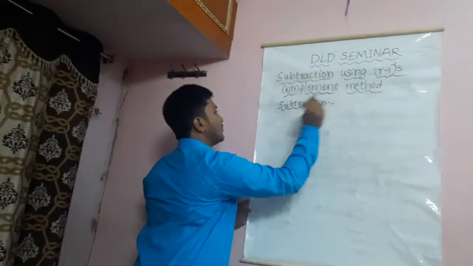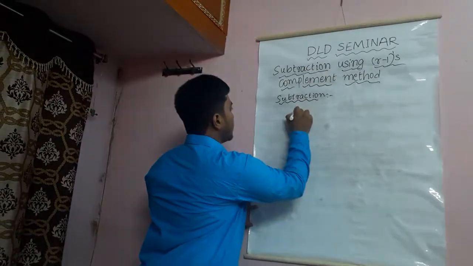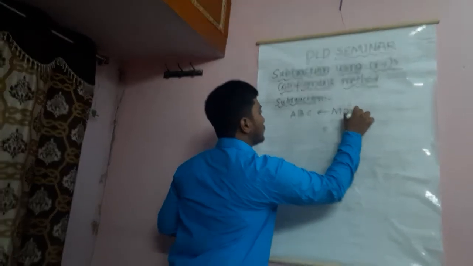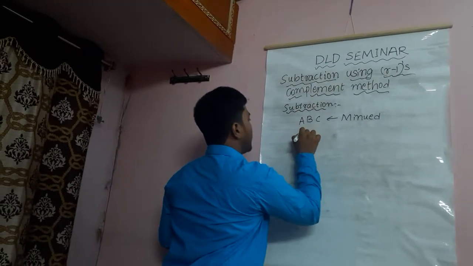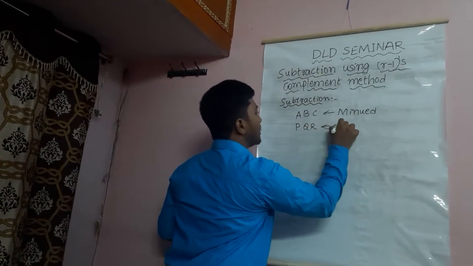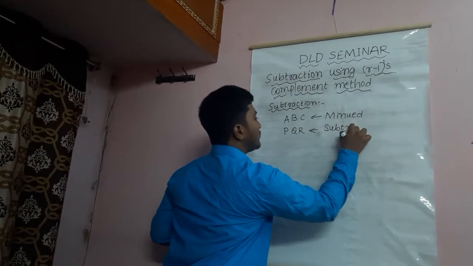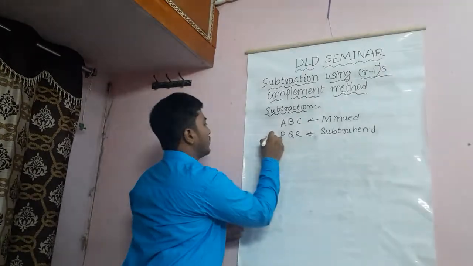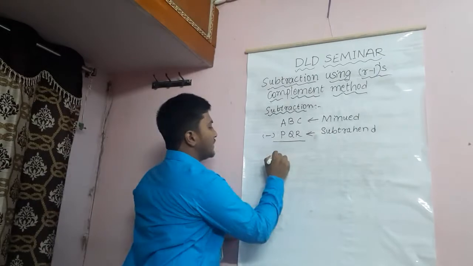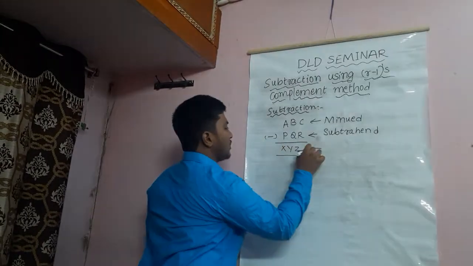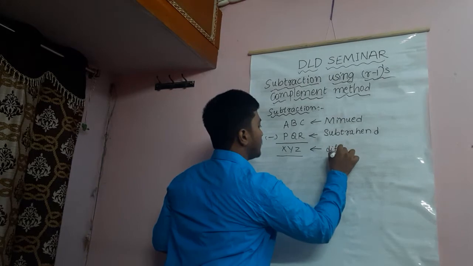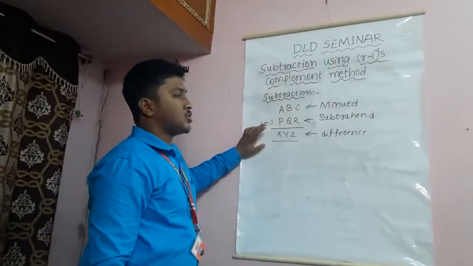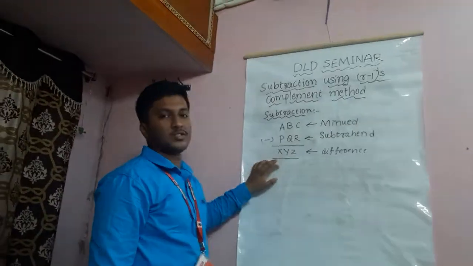in the subtraction we subtract two numbers. So the first number, if I take ABC, it is termed as minuend. And the second number, if I take PQR, it is called subtrahend. So the number which is to be subtracted is called the subtrahend, the first number is termed as minuend, and the result produced is called the difference. So the first number is called minuend, the number which is to be subtracted is called subtrahend, and the third number is called difference.